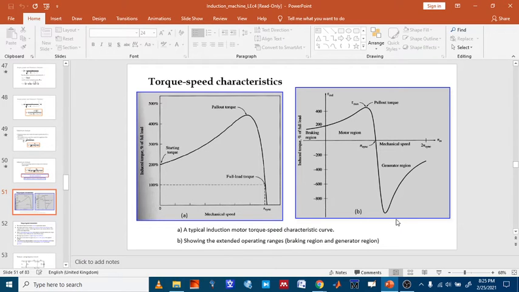Induction generator: the induction machine can operate as a generator. How can we operate the induction machine as a generator? When the rotor runs faster than the synchronous internally generated magnetic flux, the induction machine will operate as a generator.